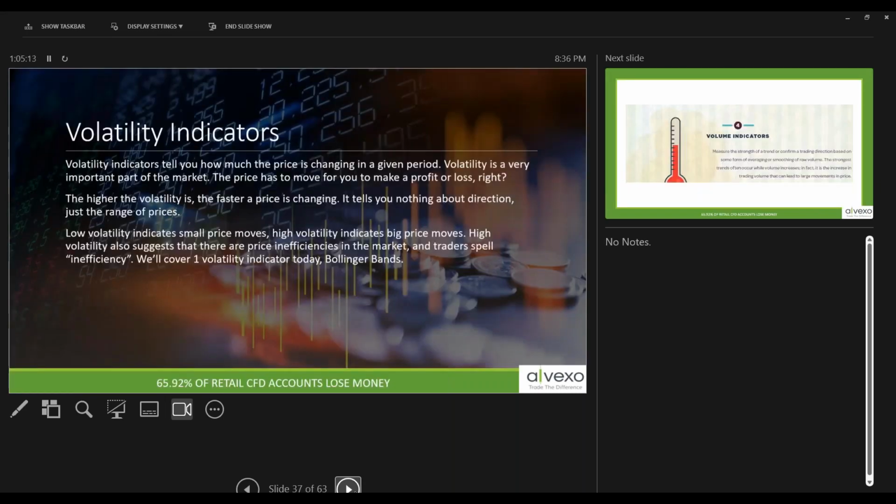Volatility indicators tell you how much the price is changing in any given period. Now, a volatility indicator can replace actually reading volume. And if you want to know that volume is moving in the right direction, looking at volatility might help you. Low volatility indicates small price movements, where high volatility indicates big price movements. High volatility also suggests that there are some price inefficiencies in the market, and traders feel inefficiency. We'll cover one volatility indicator today, or we'll talk about my favorite, which is Bollinger Bands.